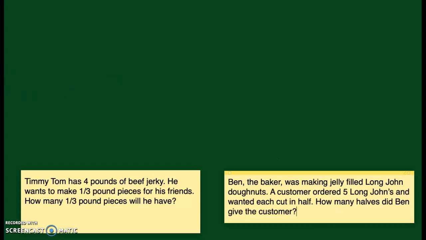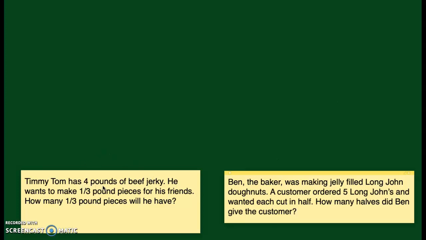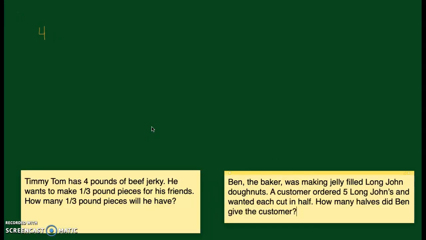All right, for our number model, he started with 4 pounds of beef jerky. So we've got our 4 pounds of beef jerky, and he wanted to make 1/3 pound pieces. So he wants to divide it into 1/3 pound pieces. So we're going to take 4 divided by 1/3, and that's going to equal, I'm going to use a B for beef jerky.